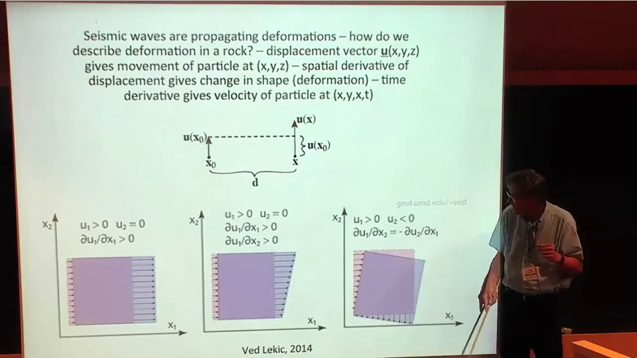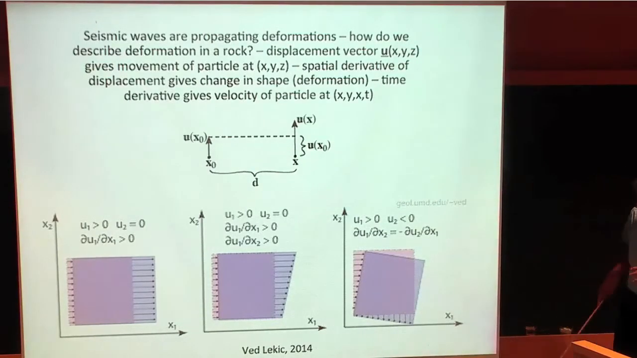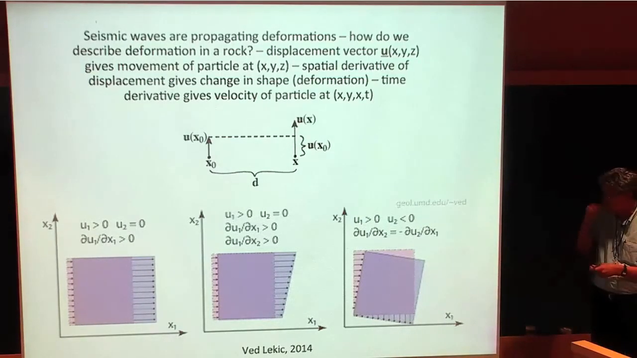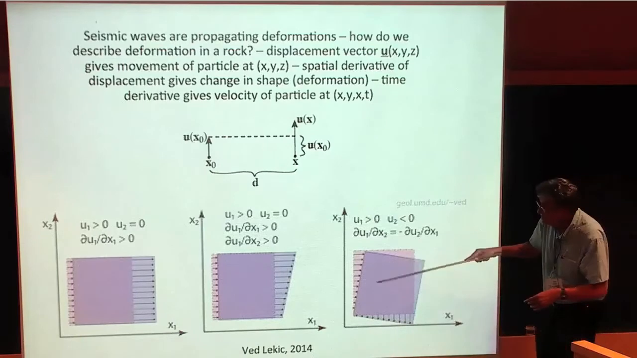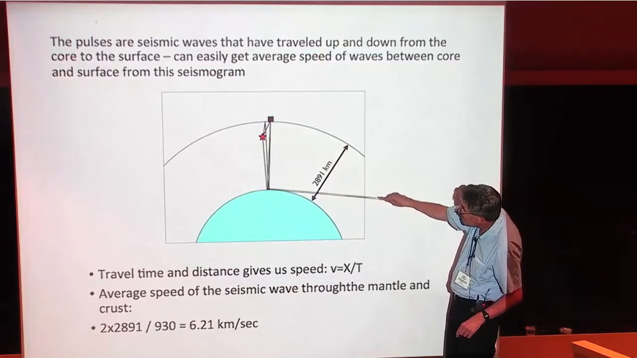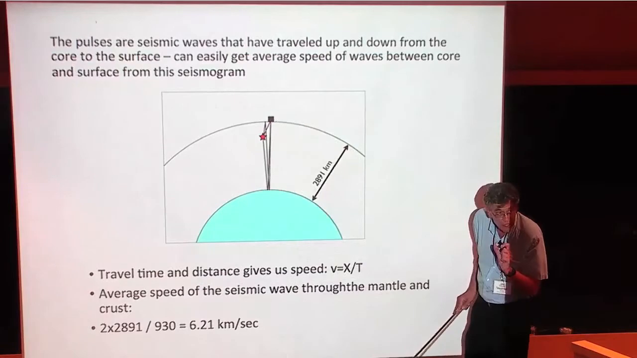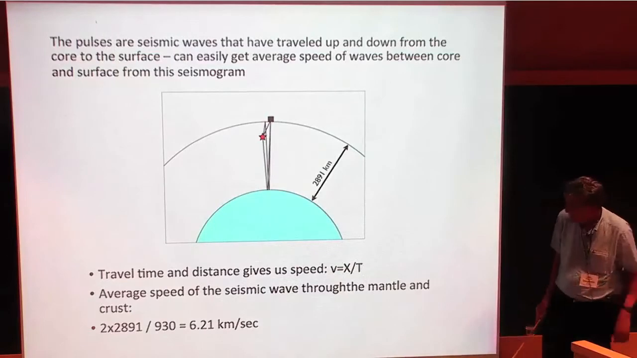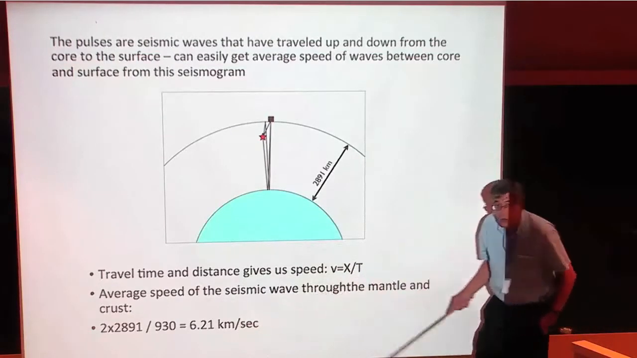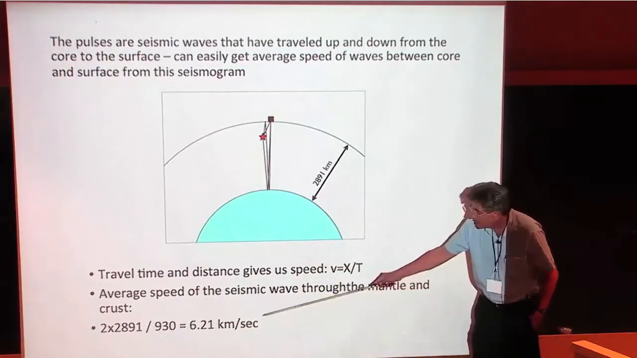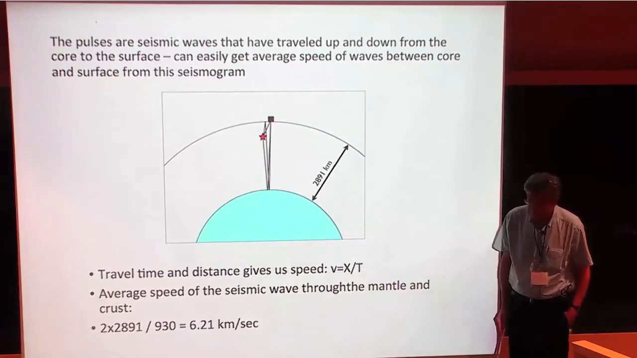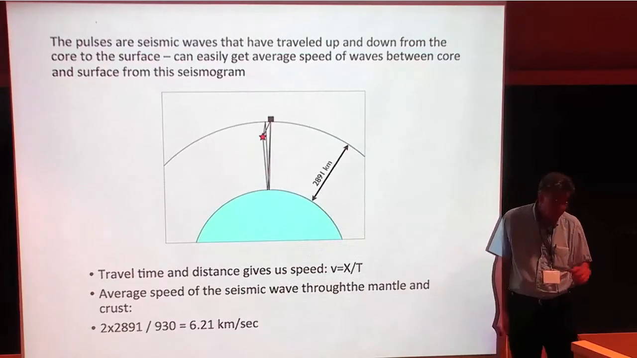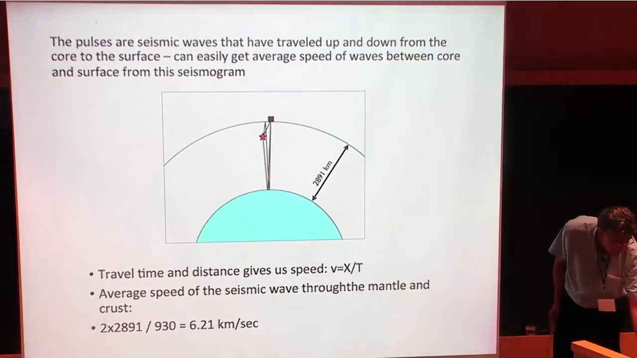This again came from Ved, a nice little illustration of deformation and how it's related to the displacement vector. He shows different situations. That went up here, and the other one that went up, down, up. Measure the time difference between the two of them, and you can get the average speed of the wave going through the mantle. It turns out to be about 6.2 kilometers per second. Very simple calculation. But really, a lot of seismology is basically getting the speed of these waves. This is wave speed, not particle speed.